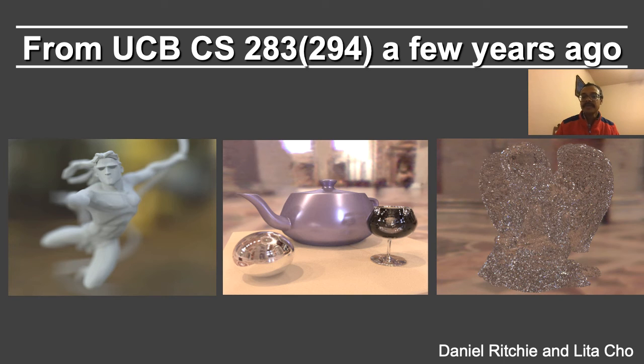Here are some beautiful images from UC Berkeley's CS283, the Advanced Graphics course, initially taught as CS294. This is about a decade ago. These images are courtesy of Daniel Ritchie, who is now a professor at Brown University, but at that time was an undergraduate student in the course, and his partner for the assignment, Lita Cho. You can see some very beautiful effects, such as the effects of smoke here, rendering in an environment map with lighting coming from all incident directions with reflective surfaces.